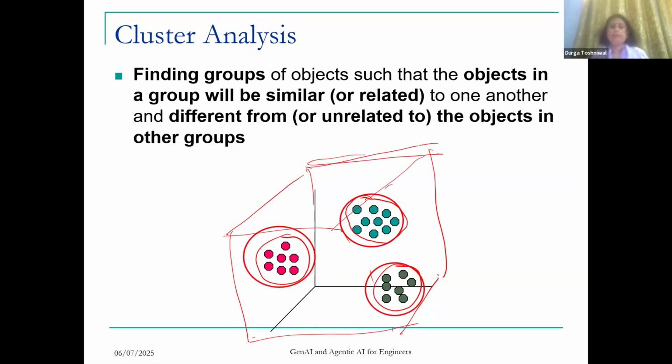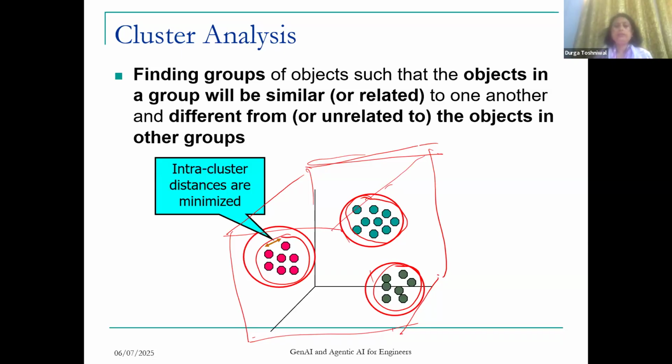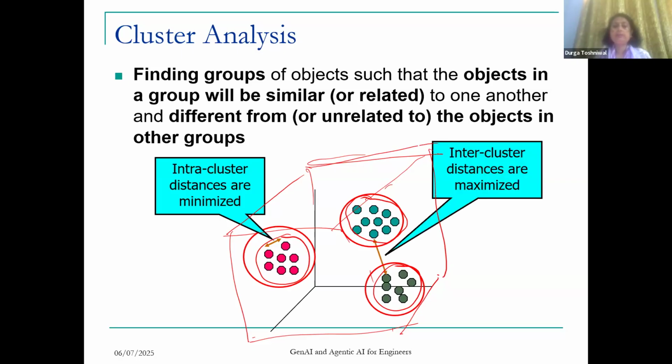And to do that, we are going to use some notion of similarity. While doing so, the distance within the cluster, which is said to be intra-cluster distance, needs to be minimized, whereas the distance across the clusters needs to be maximized so that the clusters are very dissimilar with respect to each other. So the inter-cluster distances need to be maximized, whereas intra-cluster distances need to be minimized.